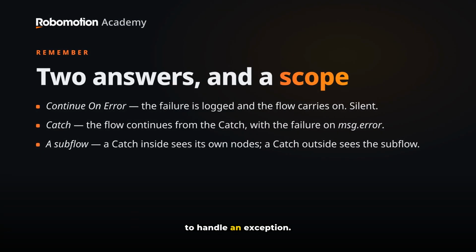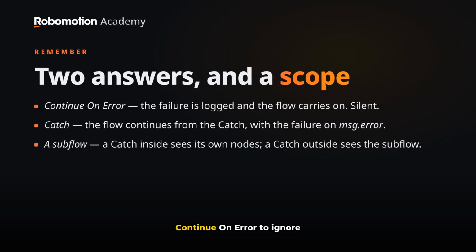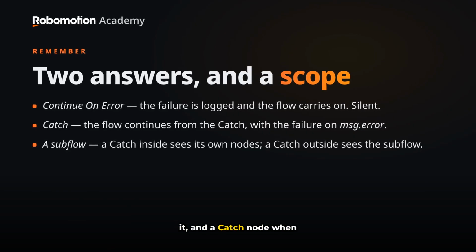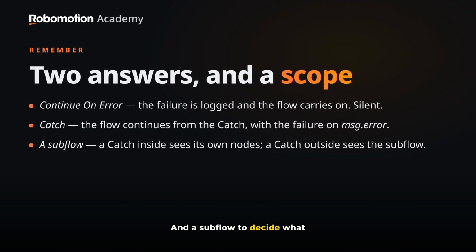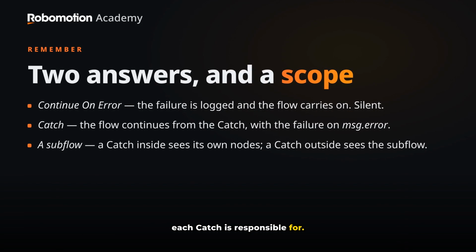So, two ways to handle an exception. Continue on error to ignore it, and a catch node when you want to do something about it. And a subflow to decide what each catch is responsible for.